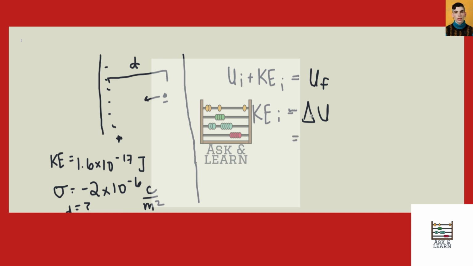In terms of things we have, delta U is going to be Q times the change in electric potential. And then for an infinite sheet with a constant field, that's just Q E D. And then we already have the initial kinetic energy. And then E is the electric field due to this sheet. And so then we can use the formula for that, which is sigma over 2 epsilon naught times D. And then algebraically manipulating that.